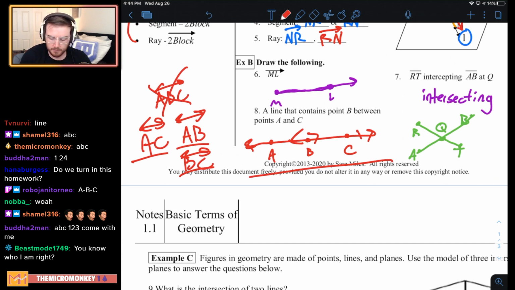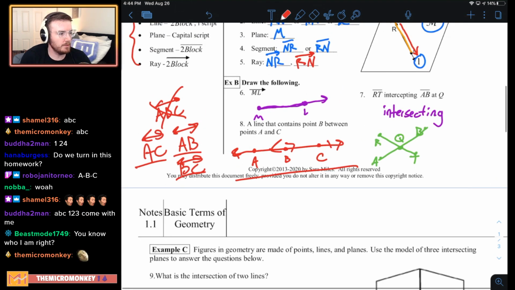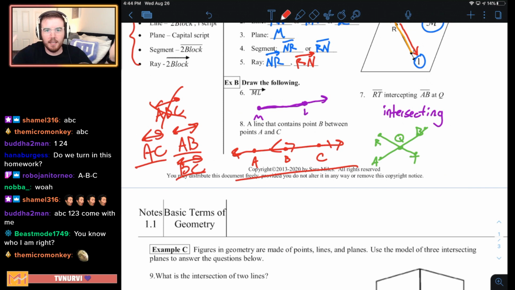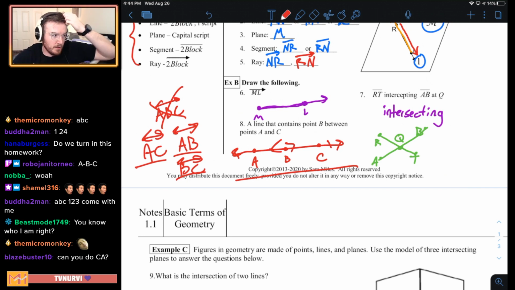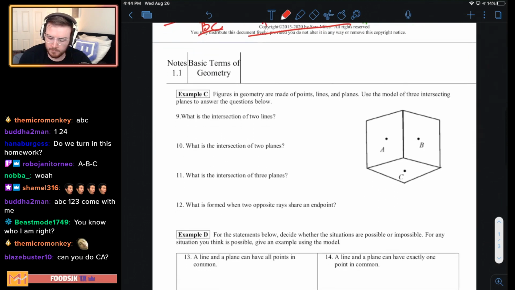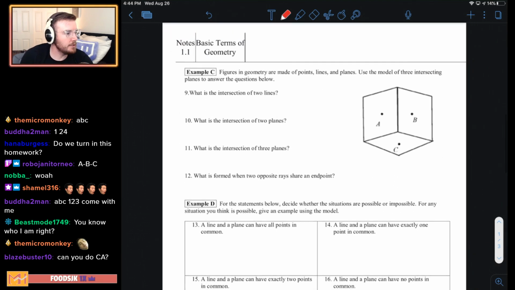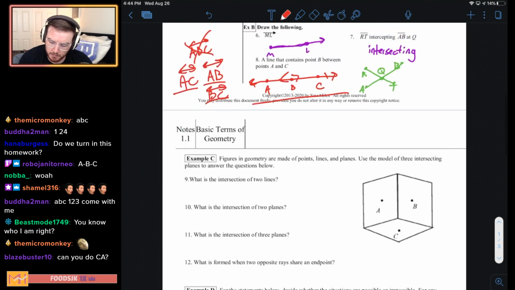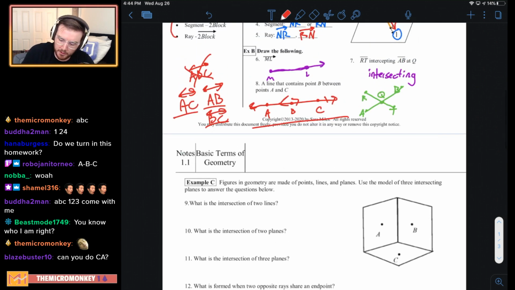Darius, right? Beast mode. I always forget the nicknames, the usernames, but you're Darius, right? Can you do CA? Yeah, CA would also be good.